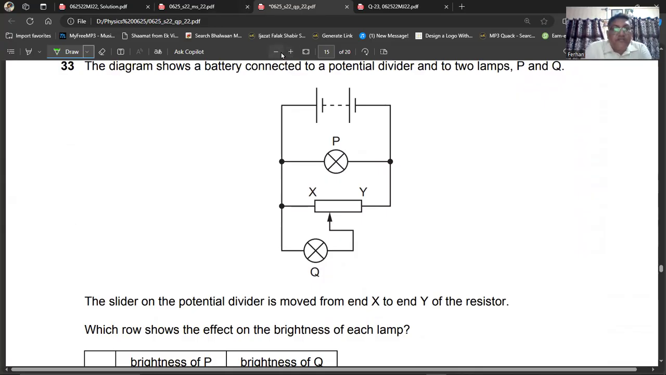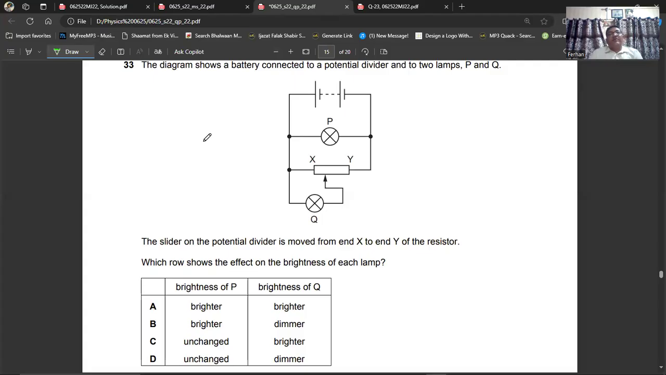The question number 33. He says the diagram shows a battery connected to a potential divider and two lamps P and Q. The slider on the potential divider is moved from the end X to the end Y of the resistor. Which row shows the effect on the brightness of each lamp? So the voltage which is given to the P will not change because it's parallel to the battery. So it's always having that voltage, so its brightness should remain unchanged. It is not affected by the voltage drop across the Q, because P itself is parallel to the battery, so it always gets the same voltage, equal to the EMF of the battery.